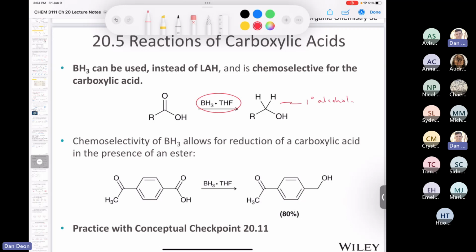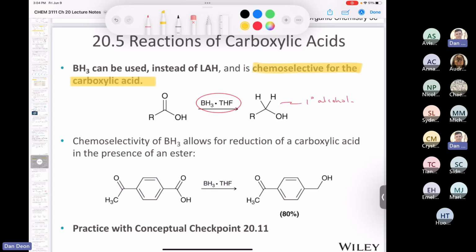And the reason why we teach you this reaction is because it's what we call chemoselective. Okay, so chemoselective for a carboxylic acid. What we mean by chemoselectivity is that it's going to react with one functional group, but it's going to leave other functional groups that you might think would react with it. It's going to leave them unscathed.